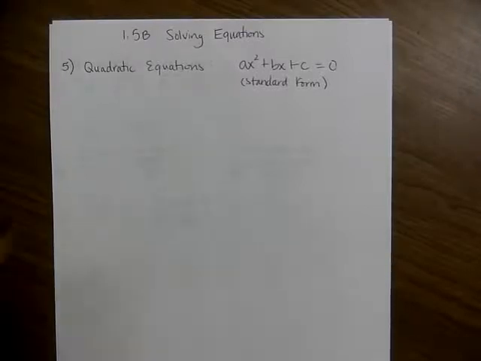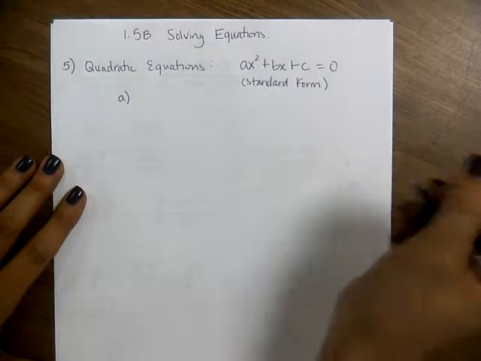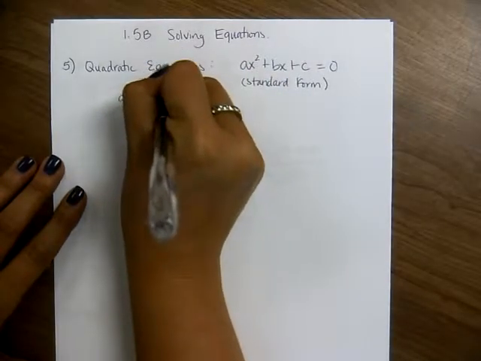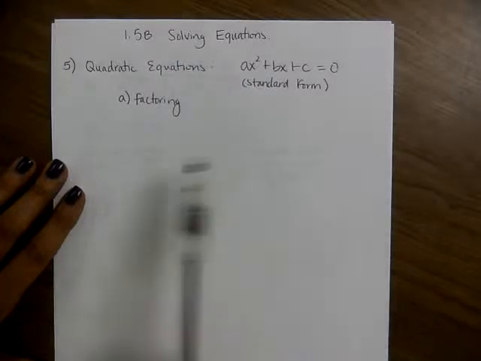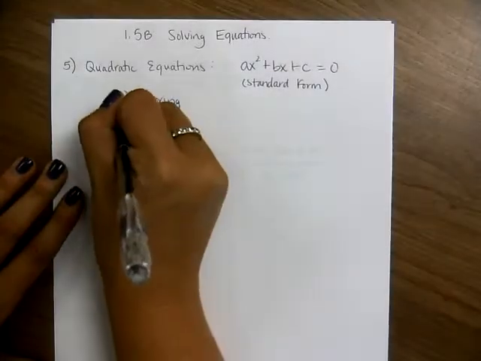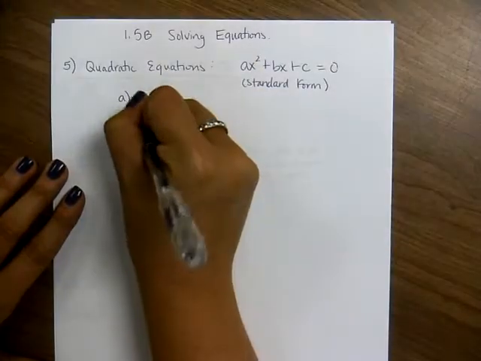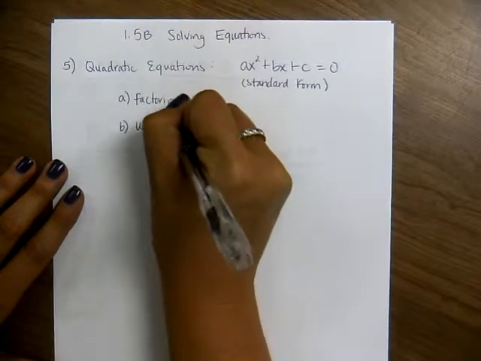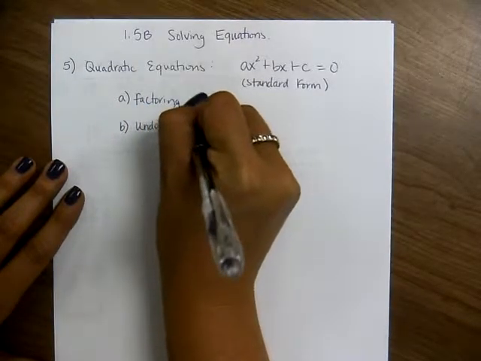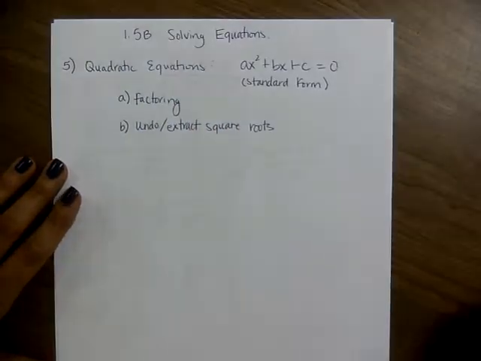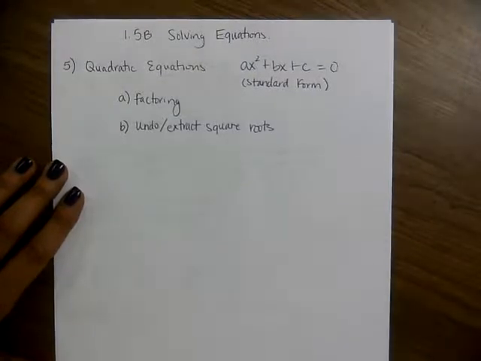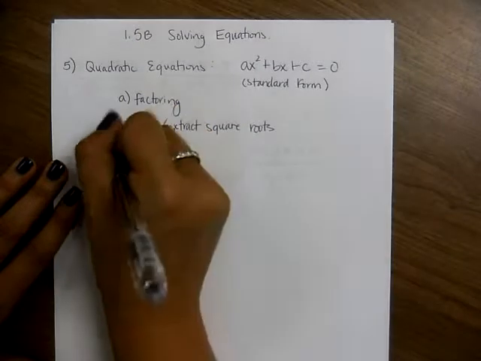There's multiple ways to solve quadratic equations. We've talked about a few of those methods. The first is factoring. So you factor it, and then you have to use the zero product property in order to solve. Okay, this is your best option. It's the quickest option. However, it doesn't always work, right? So then there is option B, which is to undo or extract square roots. So we're going to practice some of these, but this is another quick method, okay, to use if you can solve for x that way.